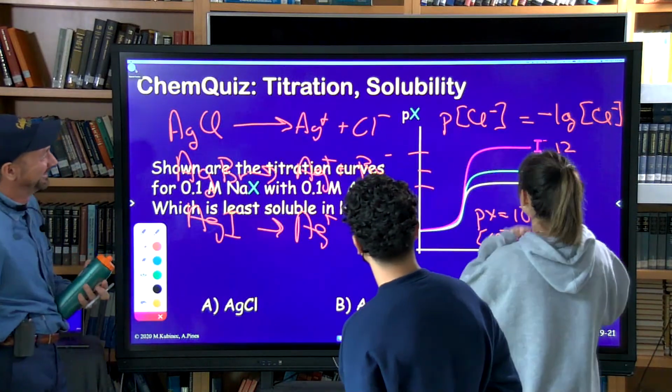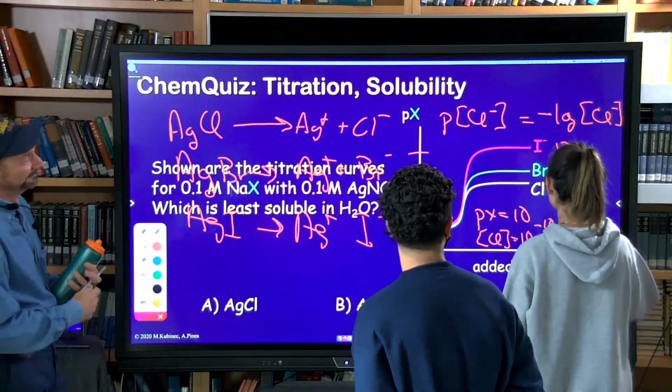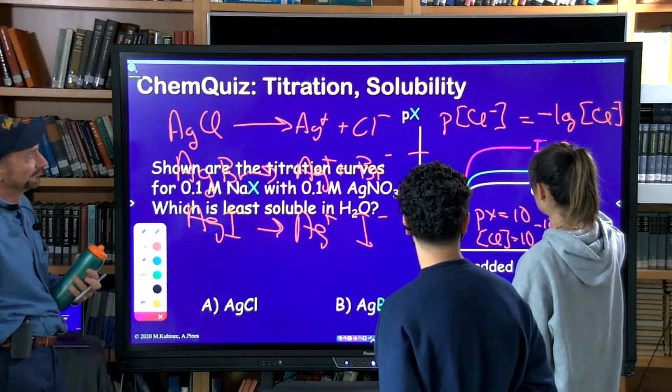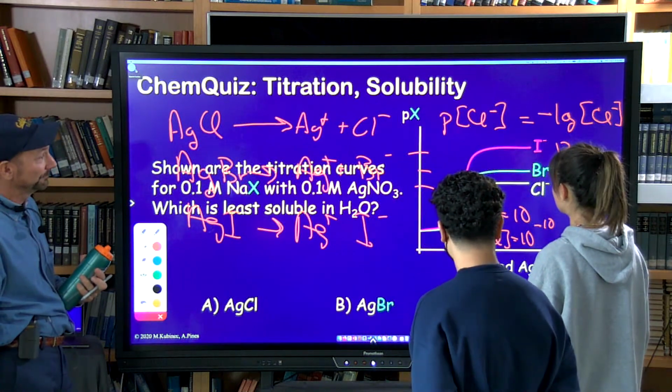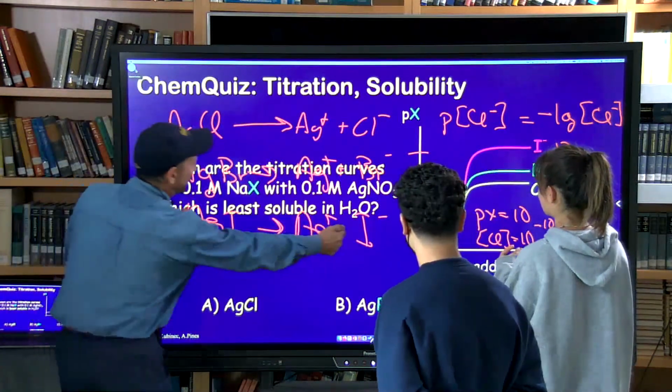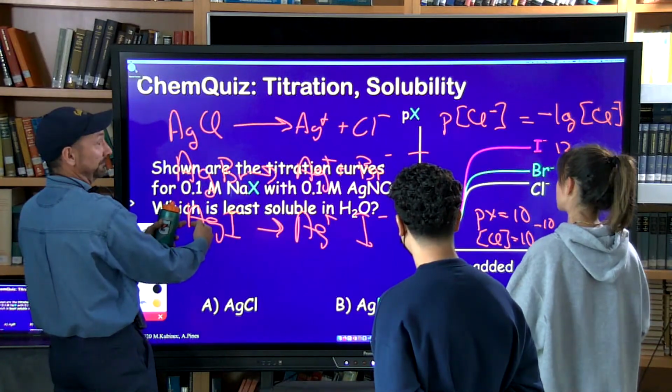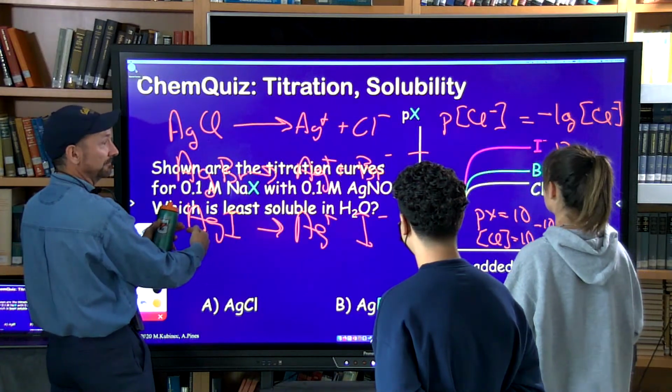Okay, so this is a smaller number, which means that there's less ions, which means yes, it reacted, which means it went more this way. But doesn't that make it the least soluble? Yeah. Is this the answer?